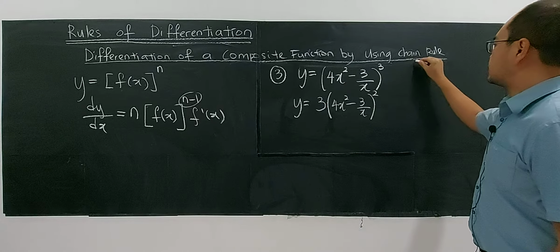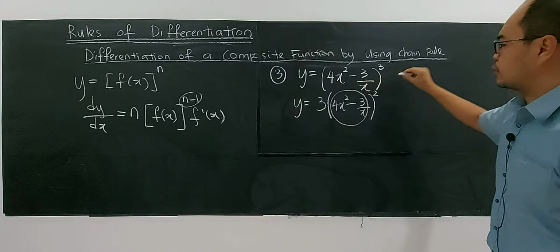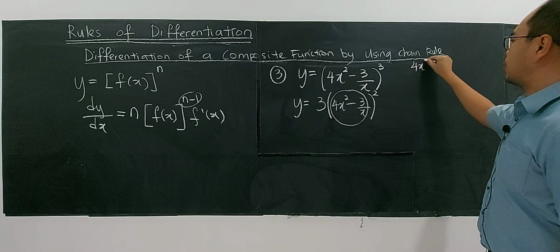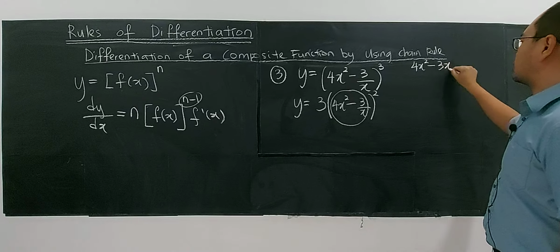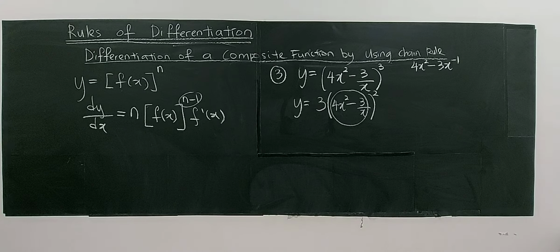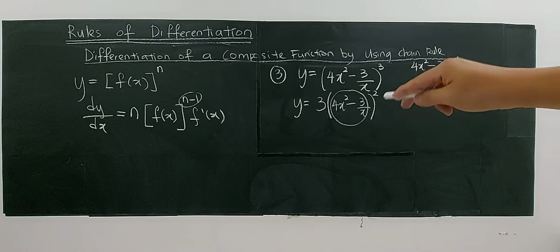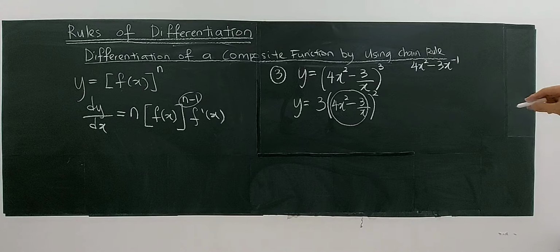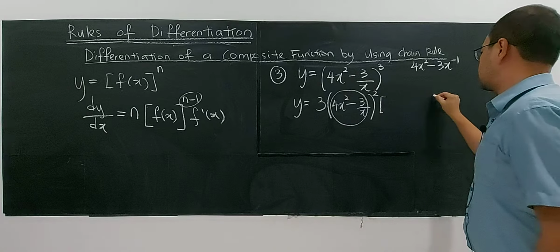Now the inside function, the function f(x), you have 4x to the power of 2 minus 3x to the power of negative 1. You can write it somewhere so that it helps you to differentiate. So now you're going to differentiate this one.